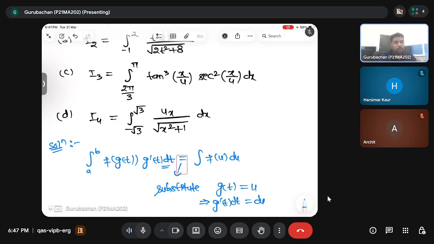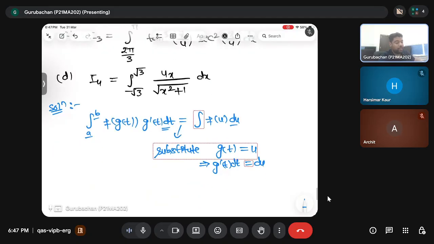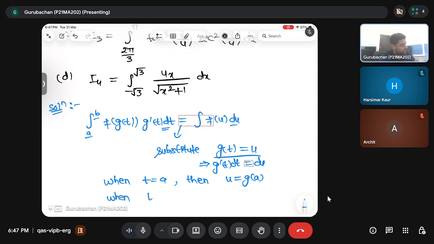But here the independent variable is t, so the limit is a to b. But whenever the variable is u, what will be the limit? When t is equal to a, the value of u will be g of a by this substitution. When t is equal to b, the upper limit will be g of b. So this will be g of a to g of b.